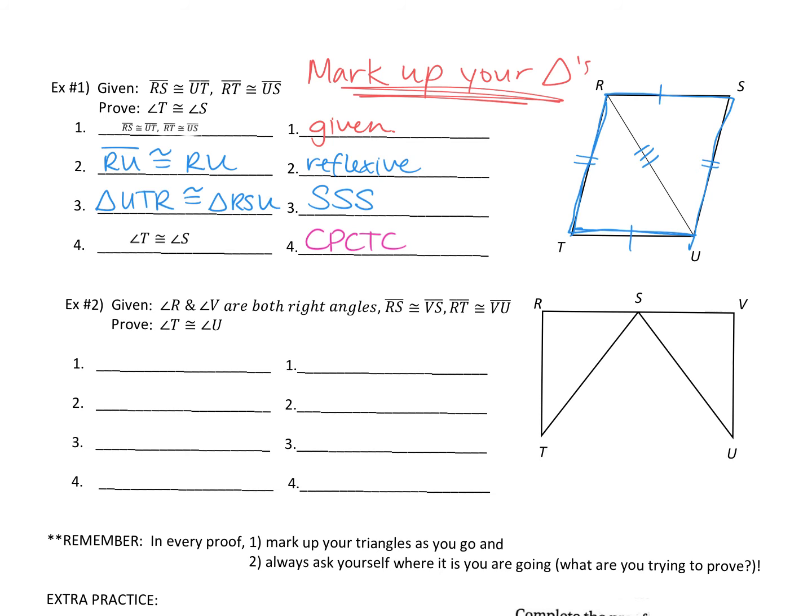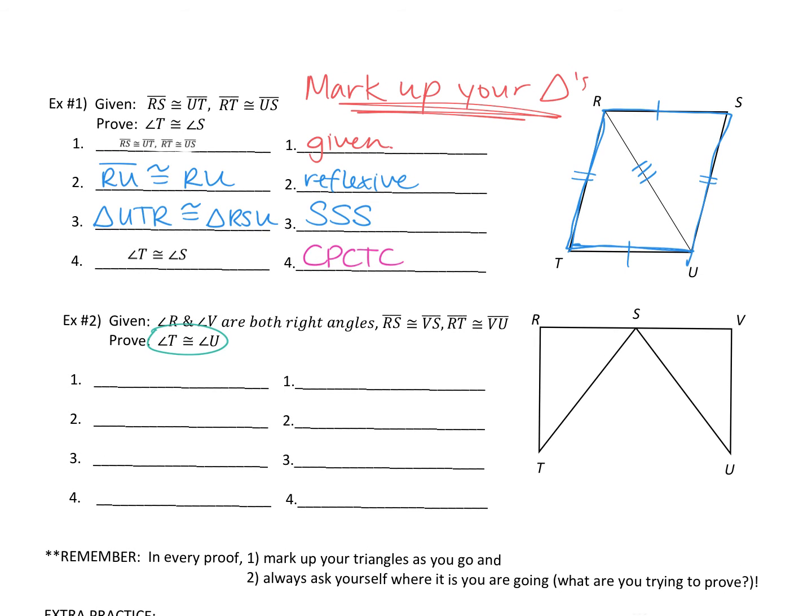CPCTC. Here's the little pointer I have for you. If you're proving angles congruent or segments congruent, chances are your last step is CPCTC, right? Because you're not proving triangles, so it's not going to be SSS, SAS, ASA, AAS. It's going to be one of those other ones, in this case, CPCTC, okay? Okay, so take a look at this.